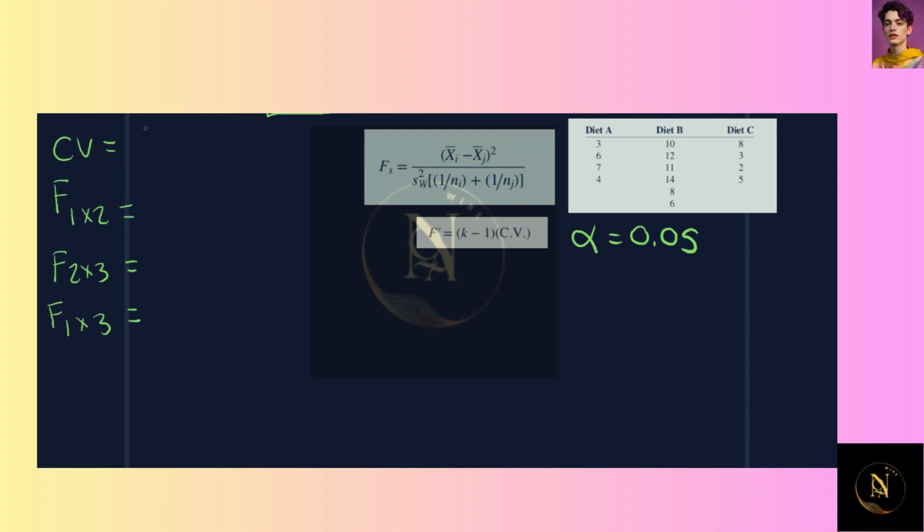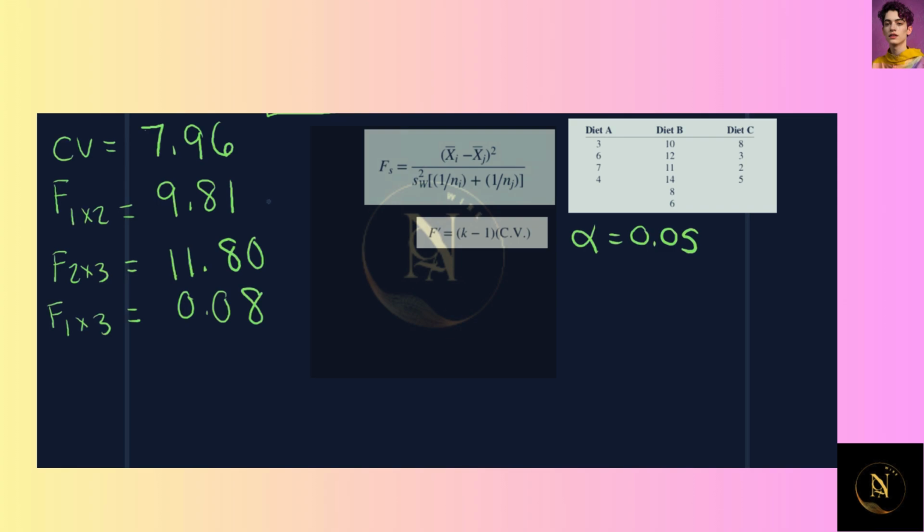So our critical value was 7.96, and our test statistic between A and B was 9.81, and between diets B and C is 11.8, and between A and C it was 0.08.